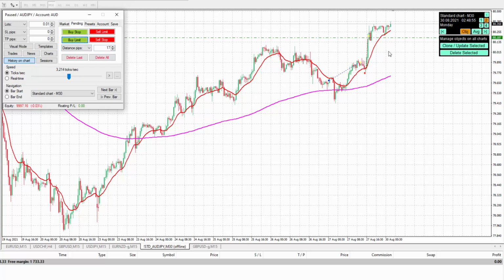So as you can see here, it has created a pending order below the current market price. So this is a buy limit order. Now let's see if this works at all.